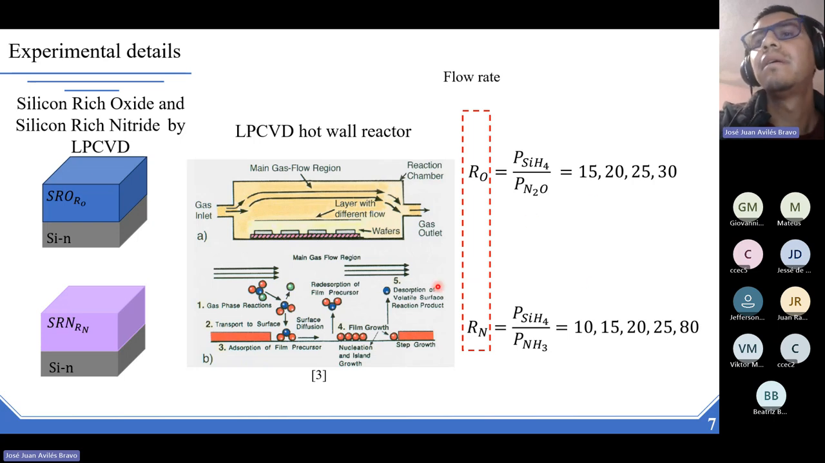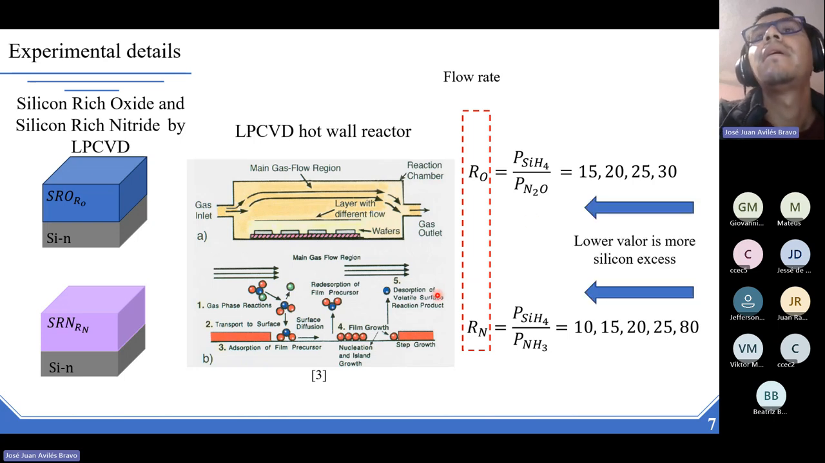This factor allows us to know the silicon excess concentration in the dielectric matrix. A lower value means more silicon excess in the dielectric matrix.